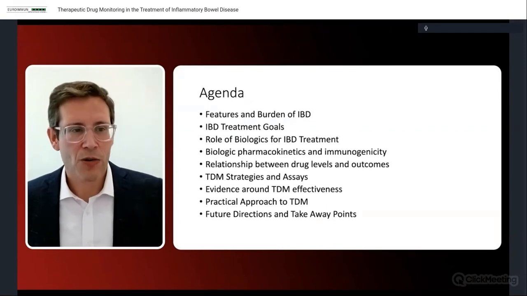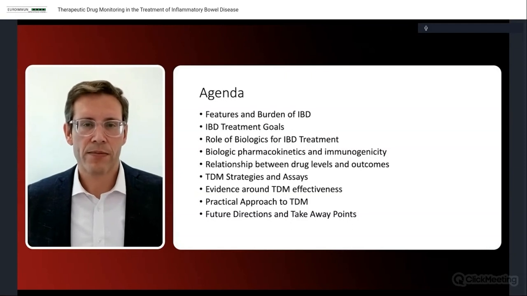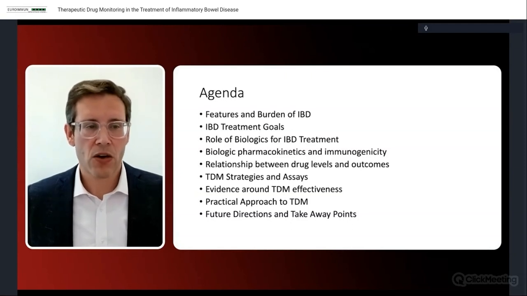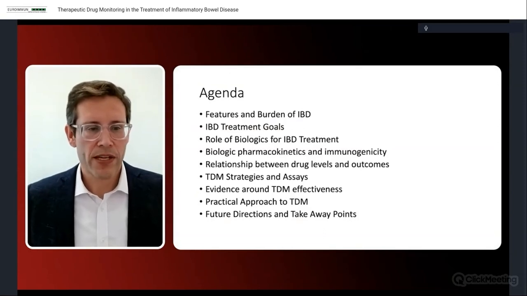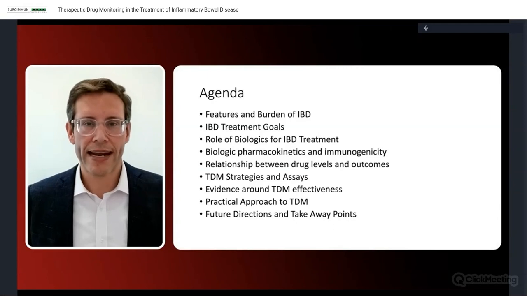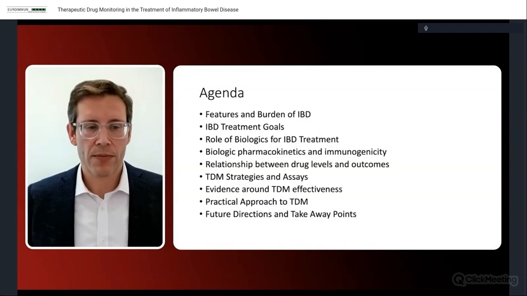Our agenda for this talk will be as follows. We'll discuss features and burden of IBD, IBD treatment goals, the role of biologics for IBD treatment. Then we'll move into biologic pharmacokinetics and immunogenicity. We'll discuss the relationship between drug levels and outcomes.